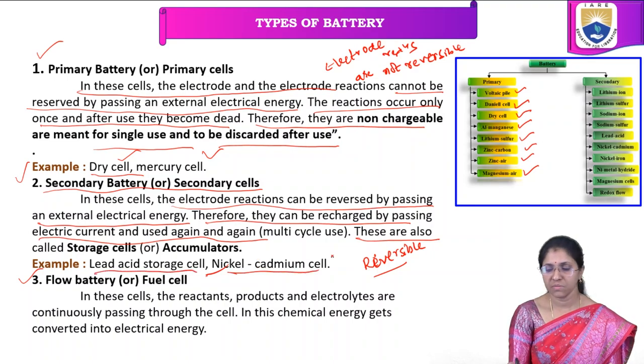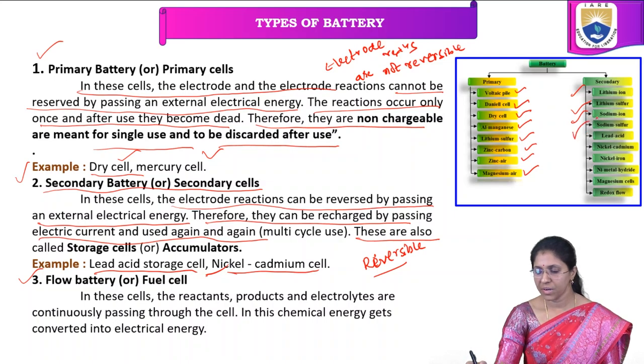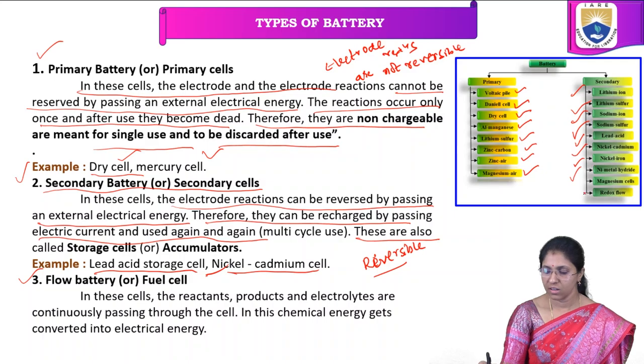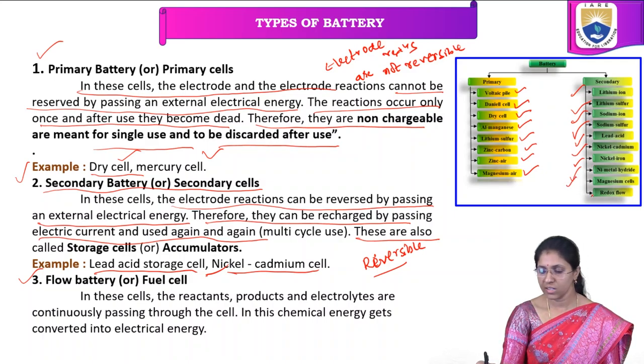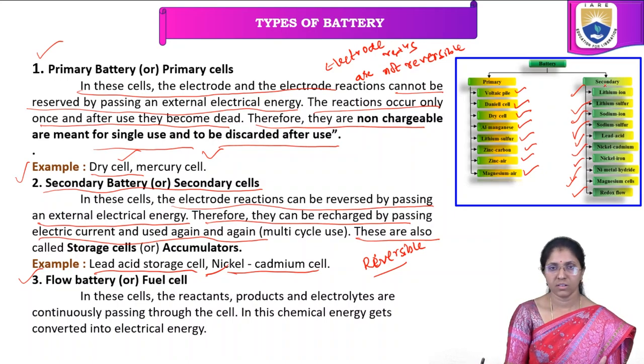lead acid storage cell, nickel cadmium cell, lithium ion battery, lithium sulfur battery, sodium ion battery, sodium sulfur battery, nickel iron, nickel metal hydride batteries, and also magnesium cells and redox flow. These all are examples of secondary batteries. In this lesson, we will discuss the lead acid battery and the lithium ion battery in electrochemistry and corrosion.